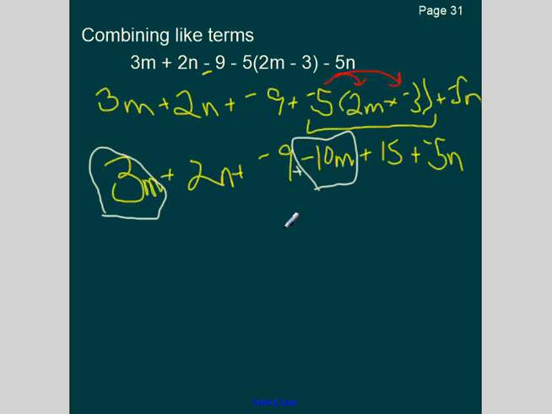So when I combine like terms, I look for two terms that have the exact same variable part, and then I simply add the coefficients, not the exponents, the variable. So if I have 3m plus negative 10m, I'm going to use my rules of integers to know that 3 plus negative 10 is negative 7, and then keep the m, the variable.